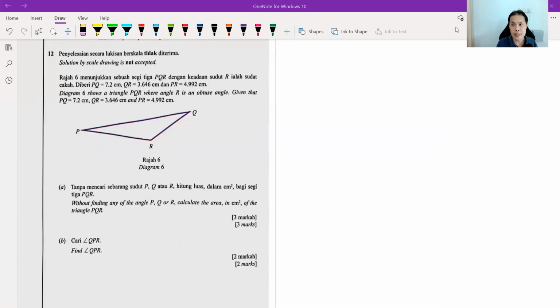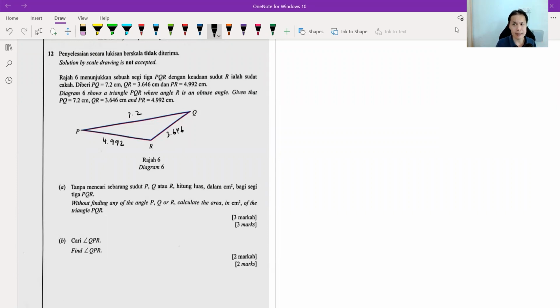Okay, moving on to section C, the first question, question number 12. This is from solution of triangle. Diagram 6 shows a triangle PQR where angle R is an obtuse angle, given that PQ is 7.2, QR is 3.646, and PR is 4.992. They say without finding any angle, find the area.